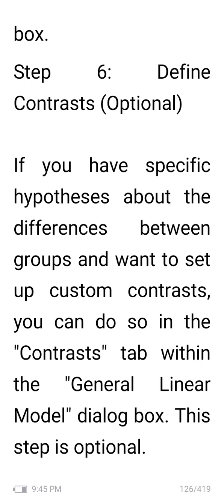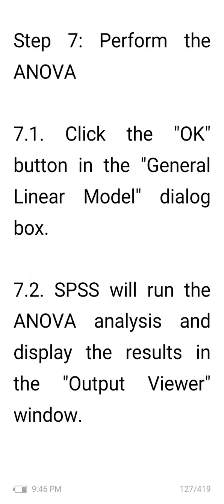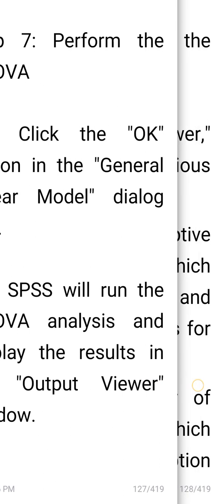If you have specific hypotheses about the differences between groups and want to set up custom contrasts, you can do so in the Contrasts tab within the General Linear Model dialog box. This step is optional. Then perform the ANOVA. Click the OK button in the General Linear Model dialog box. SPSS will run the ANOVA analysis and display the results in the output viewer window.